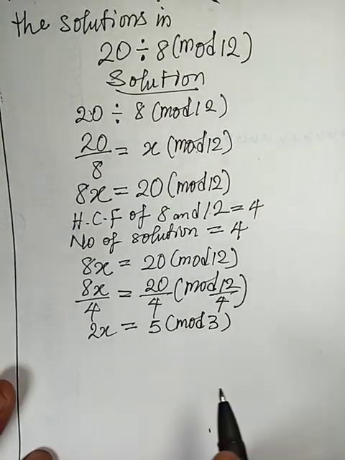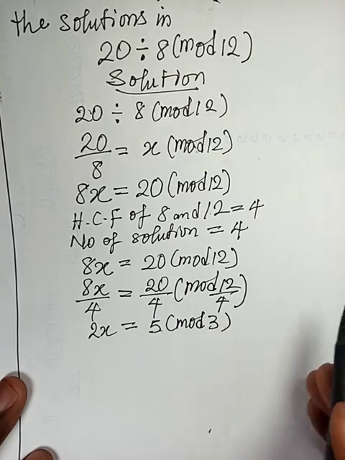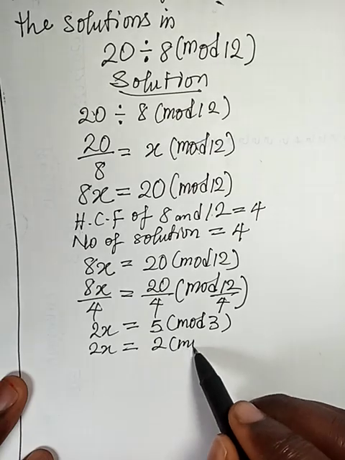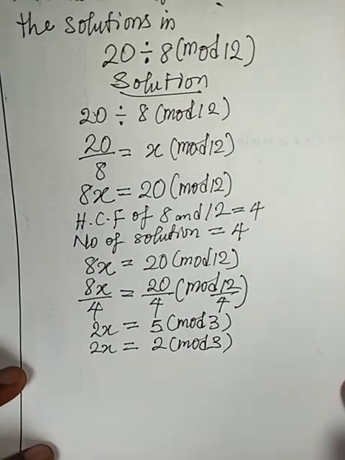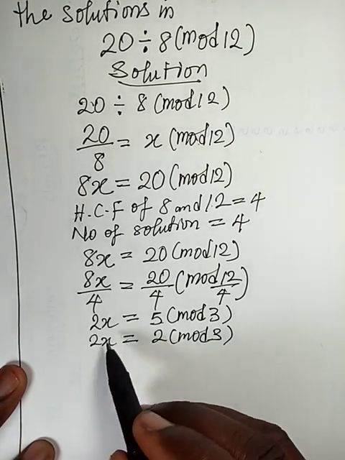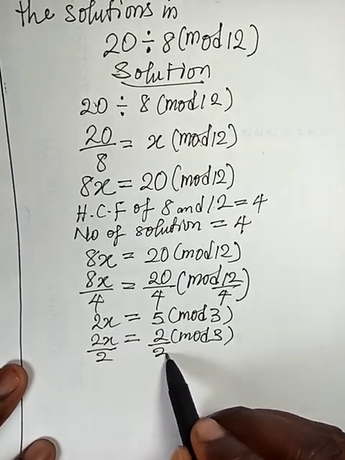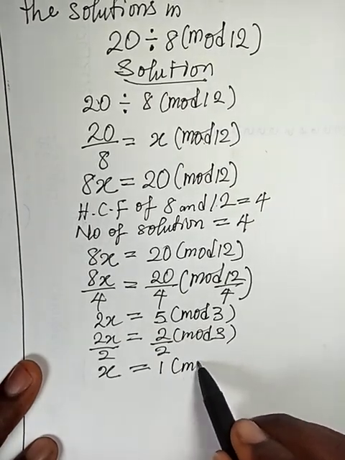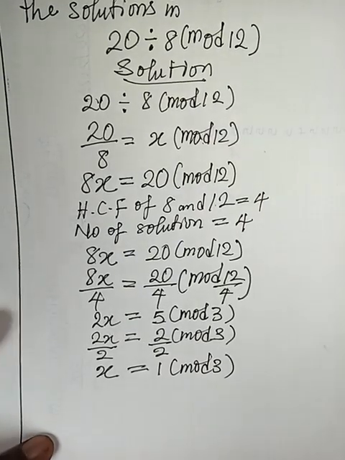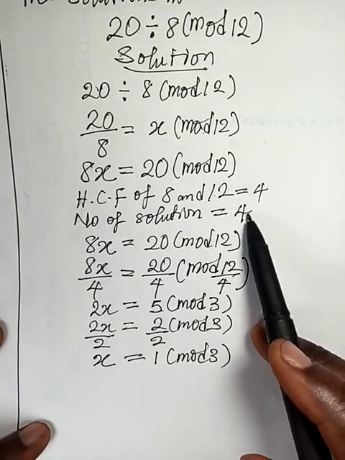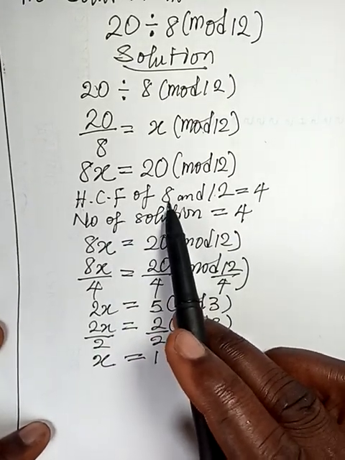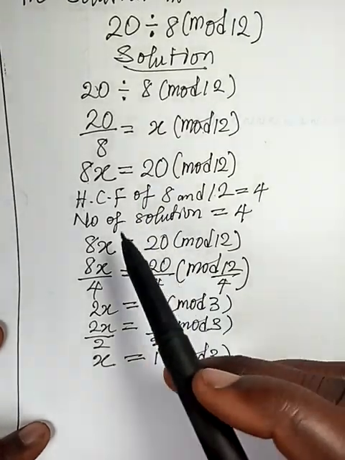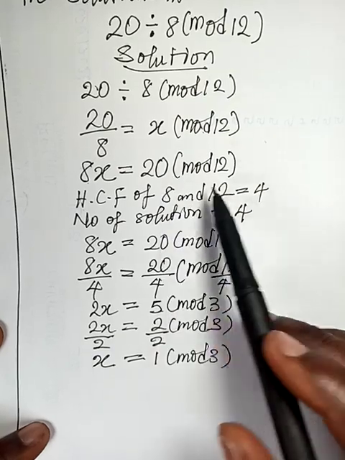Okay, we can go ahead and reduce this, and we have that 2x is equal to 5 mod 3, which is 2 mod 3. Now notice that these two can divide, so we'll divide this by 2, and our first answer is x is equal to 1 mod 3. Now remember, we said that there are going to be how many solutions? 4 solutions, because the HCF of 8 and 12, which is 4, can divide 20. And the number of solutions when that happens is the same as the GCF.